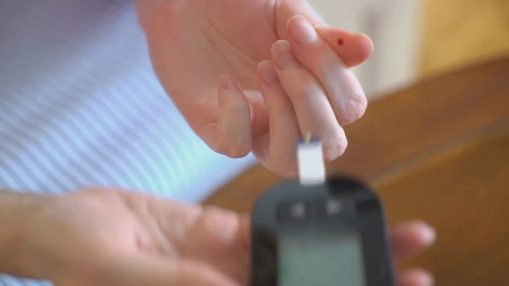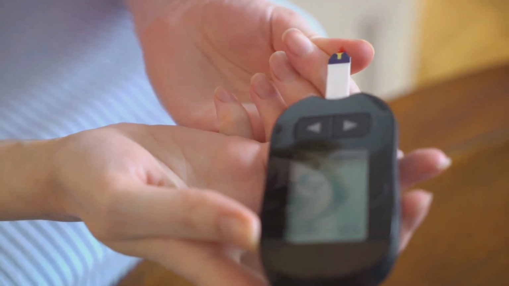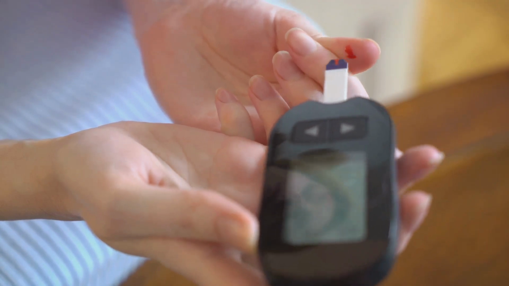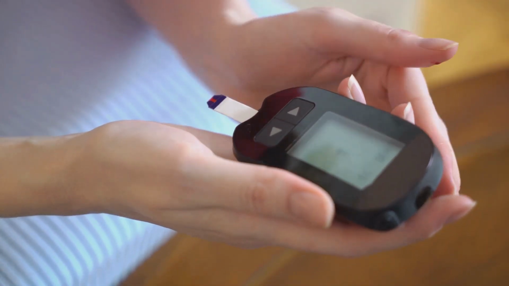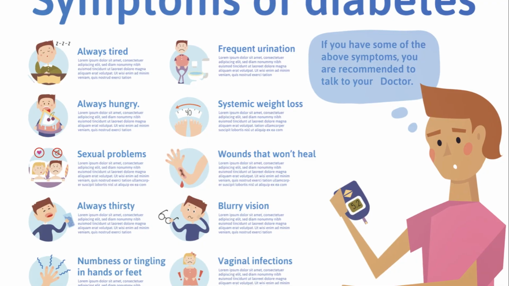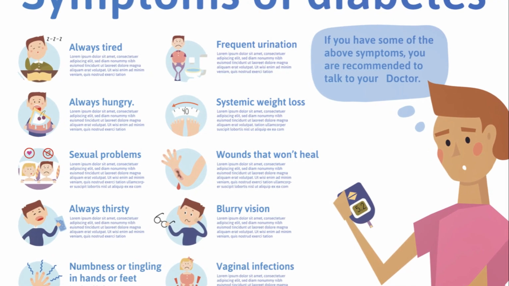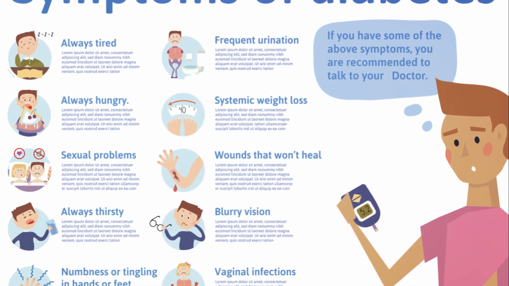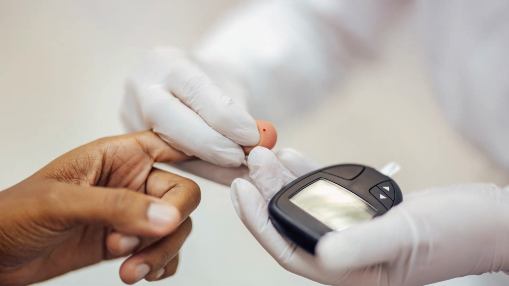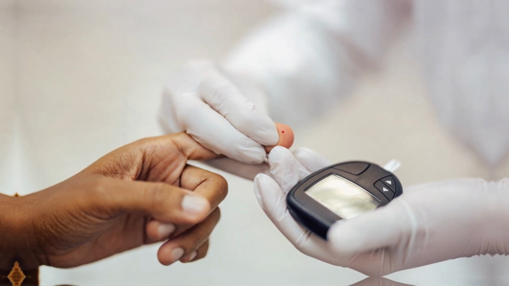particularly if you have risk factors like a family history of diabetes or obesity. So remember, if you notice these symptoms, don't ignore them. Reach out to a healthcare provider, get tested, and take the necessary steps towards managing your health. Being aware of these symptoms can be a life-saving early warning system.